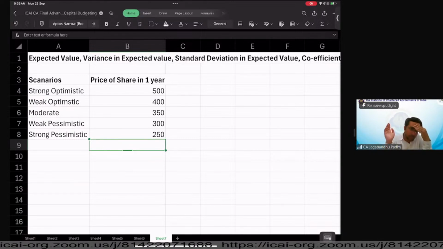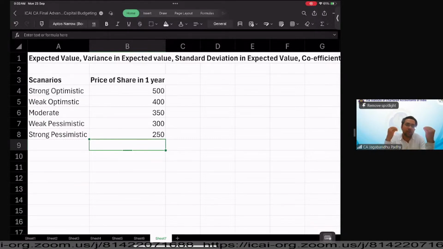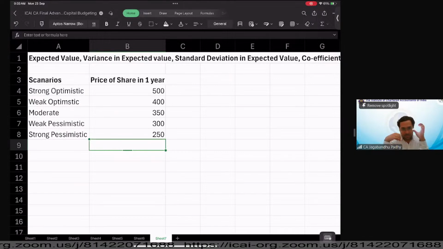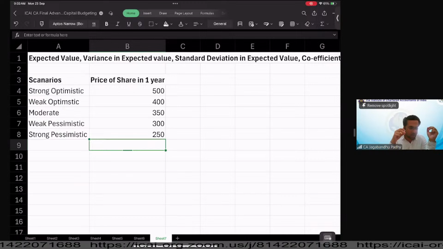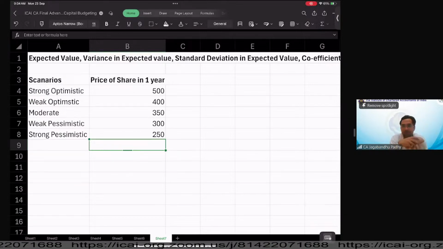Now, if this is what the future is, I'm giving you a whole buffet of future prices ranging from 500 to 250. What are you really going to expect the price to be? What is going to be your expectation about the price? How much price do you expect for this share in 1 year time?